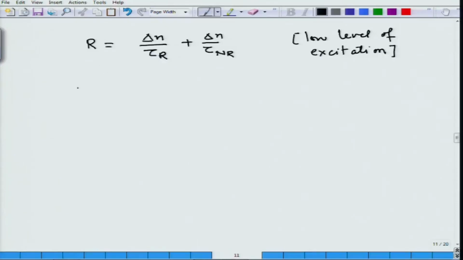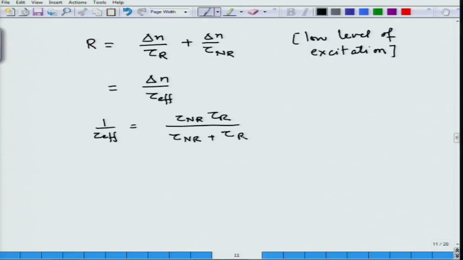Often people equate this to an effective lifetime and call it delta N over tau effective, where 1 over tau effective is equal to tau NR tau R over tau NR plus tau R. Or, if you want to reverse it, this is sometimes also written as the effective lifetime being 1 over (1 over tau R plus 1 over tau NR).